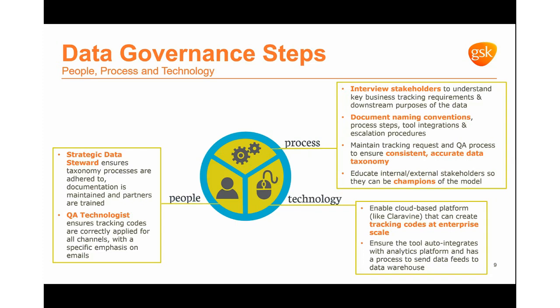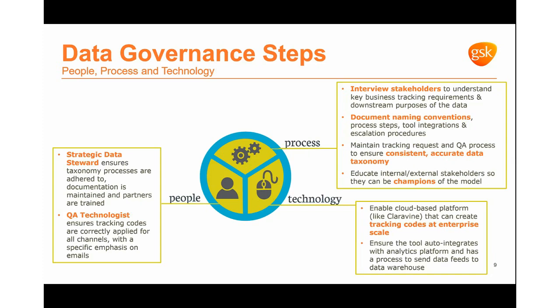The next part of this data governance is really the process. And so from soup to nuts, you want to interview all of your internal and external stakeholders and understand their key business tracking requirements. And you want to understand the downstream purposes of the data. Are there certain ways they need to track things? Are there certain business logic or conditions they need to identify items by? In my world, we have things like brand, side of brand, indication, franchise, business area, branding type, etc. The list goes on, but all these become different fields that we can track the data by.